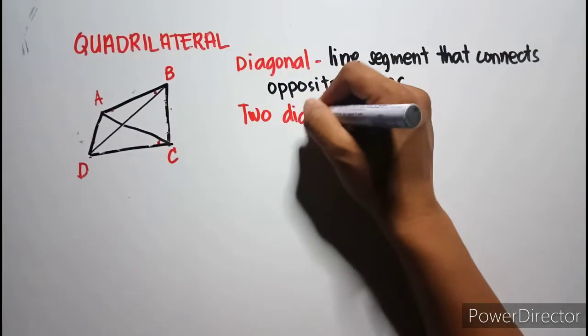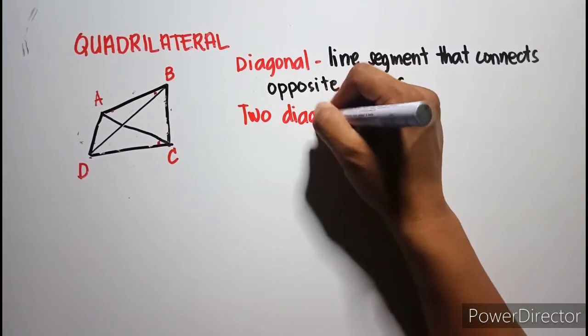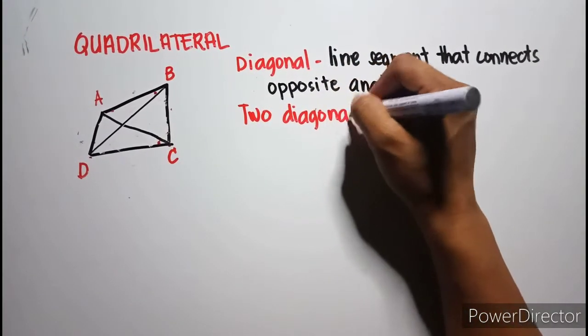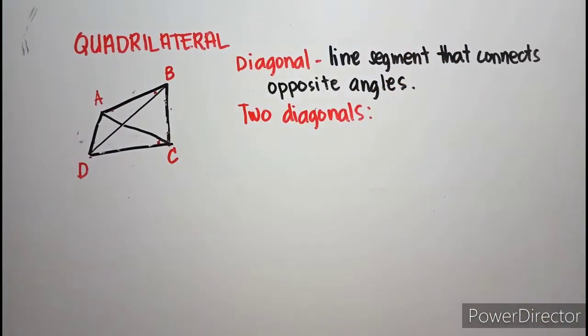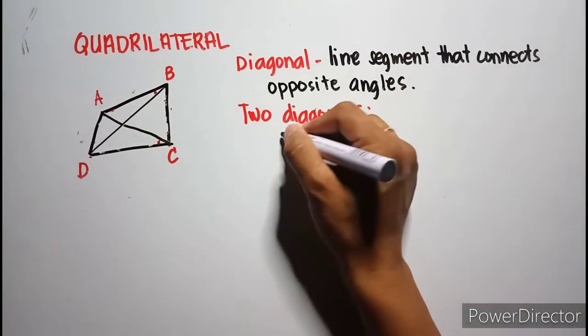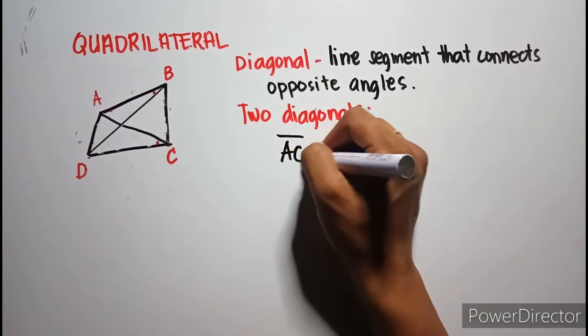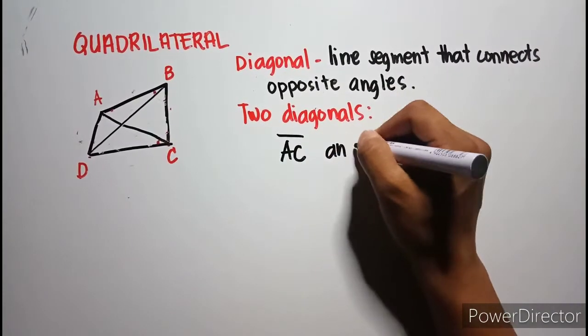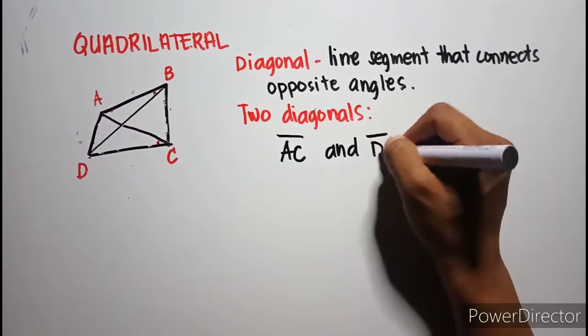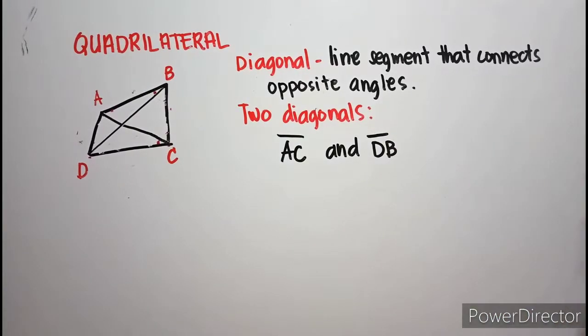Kasi we have two pairs of opposite angles. So, we have two diagonals. We have line segment AC, and we have the line segment DB. So, this is the diagonal of quadrilateral.